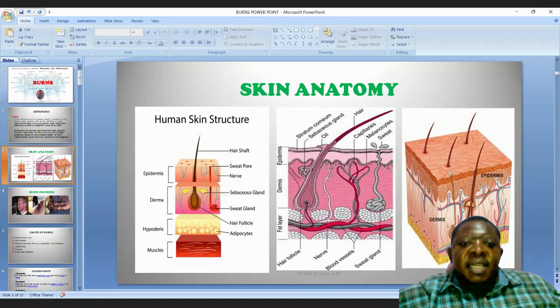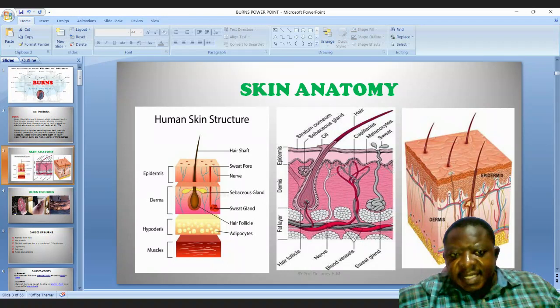We should take keen interest also in some of the parts that are found within this structure. You can see in the epidermis there we have the hair shaft, we have the sweat pore, and we have the nerve endings. Okay, so in the dermis, we have the roots of the hair follicle, we have the sweat glands, and we also have the sebaceous gland just around the hair follicle. Then in the hypodermis, that's where we find the adipose tissue.